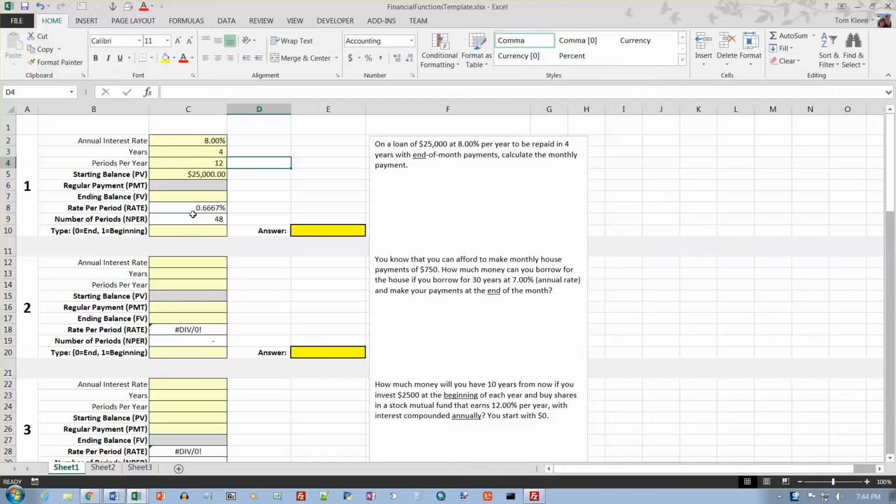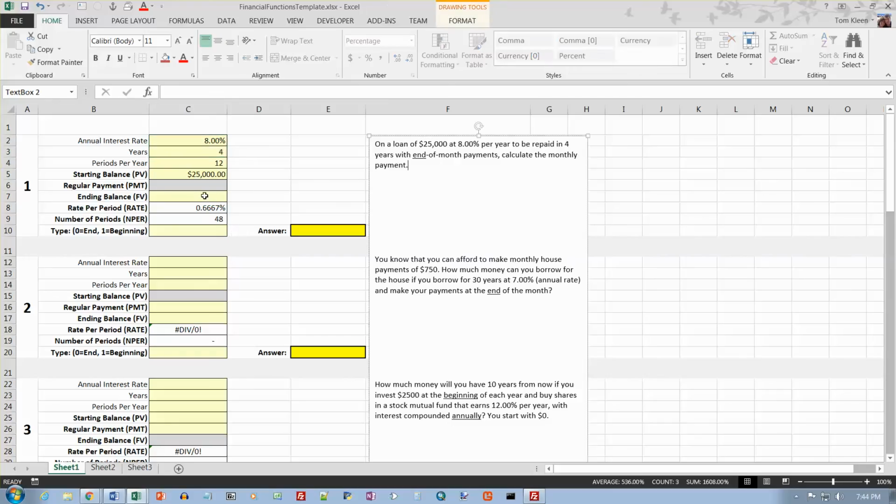Okay, and if you look down here in these two white cells, I've got formulas down there that take the annual rate divided by the periods per year to get the rate per month or rate per period. And down here I've got a formula that multiplies these two numbers together to get the total number of periods. And these two numbers are the ones that have to be used, not the three numbers up here.